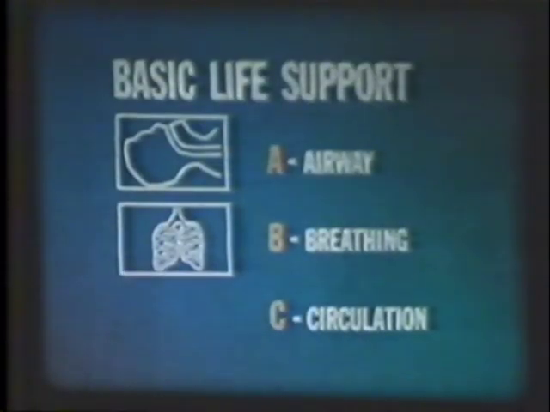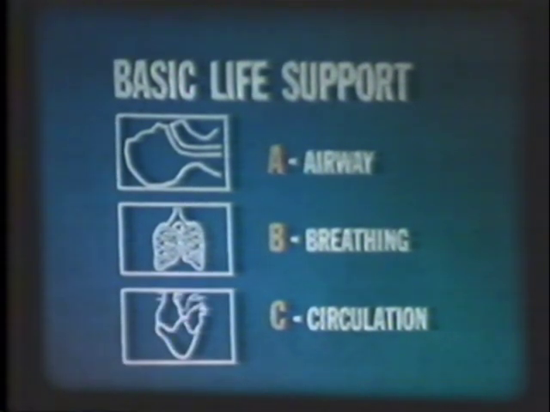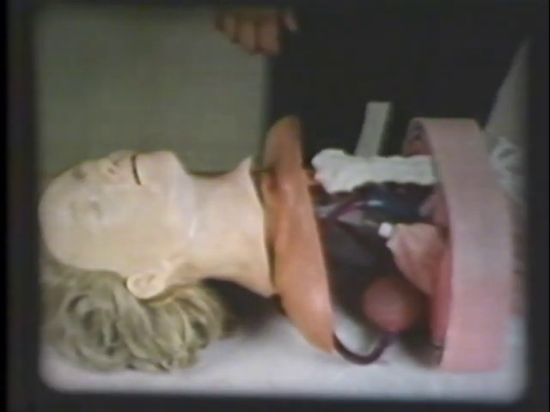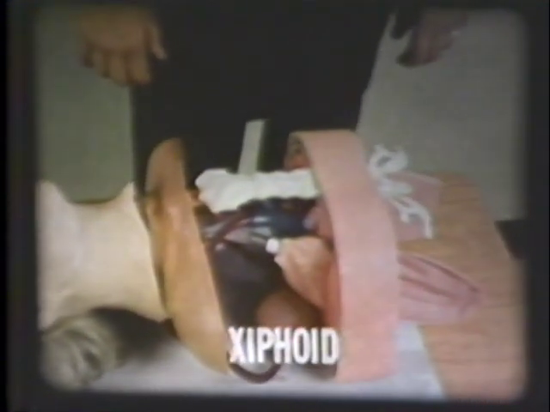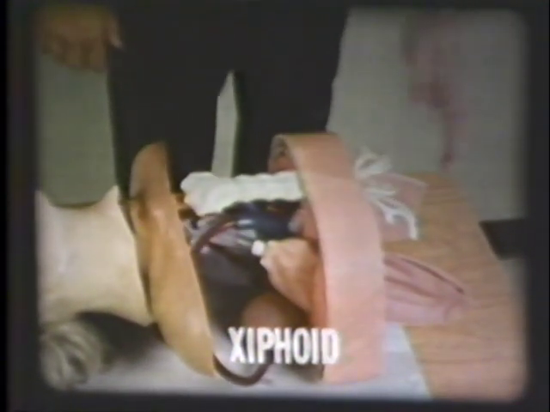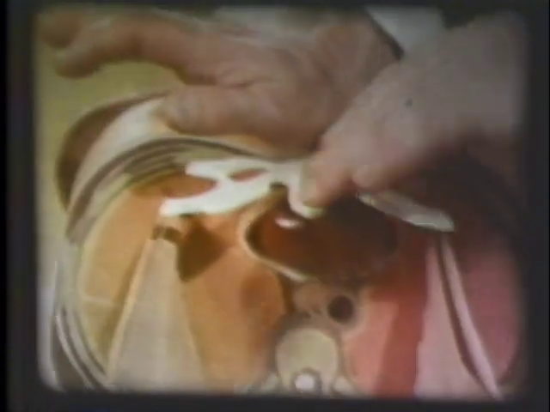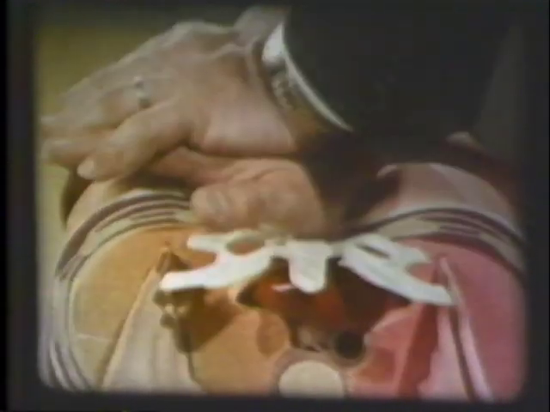If the pulse is absent, immediately begin external cardiac compression. This provides artificial circulation. Proper hand placement for external cardiac compression is approximately 1.5 inches from the xiphoid, or tip of the sternum. To locate this, place 2 fingers on the xiphoid, place the heel of one hand next to them on the lower 1/2 of the sternum, and the other hand on top.